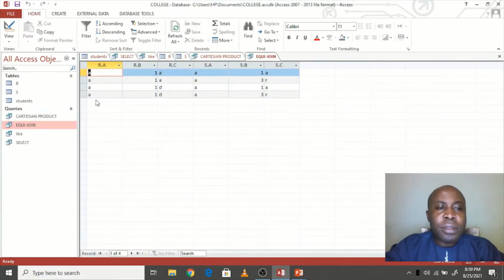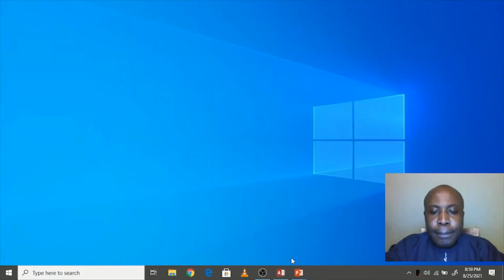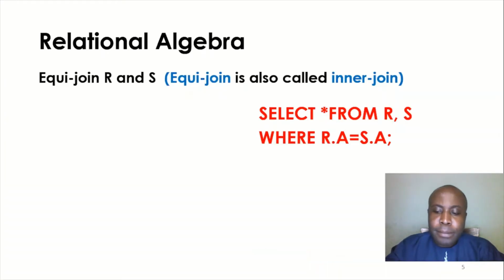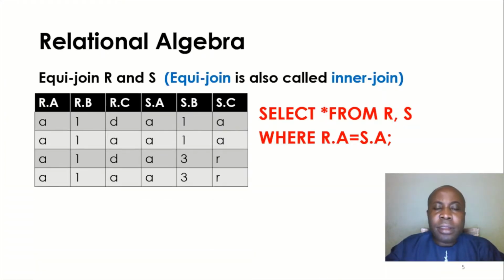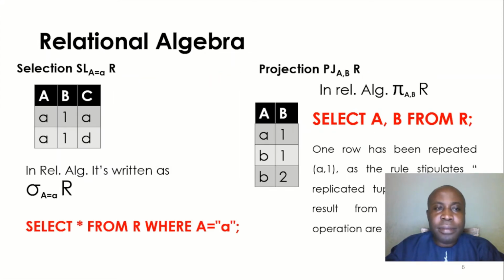So this is the result of our query. So R.A is having A as a value, and S.A is having the same value, which is A. This is the result that we had in MS Access.